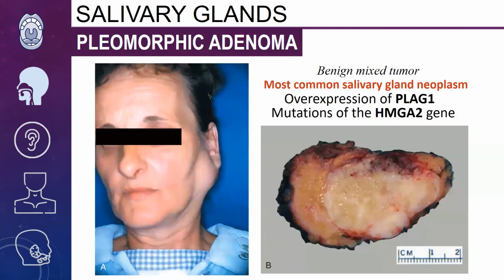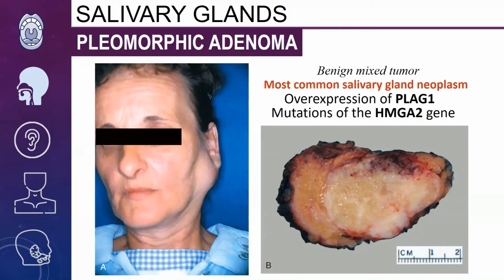Pleomorphic adenomas are the most common salivary gland neoplasms. They represent about 60% of tumors in the parotid, are less common in the submandibular glands, and are relatively rare in the minor salivary glands. Pleomorphic adenomas are benign tumors that consist of a mixture of ductal, myoepithelial, and mesenchymal cells, which explains why they are also termed benign mixed tumors.